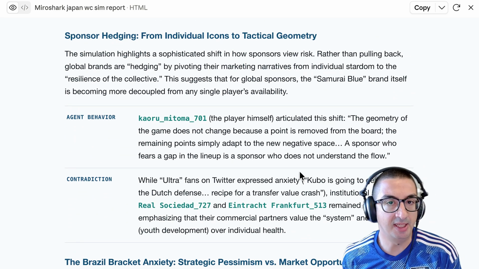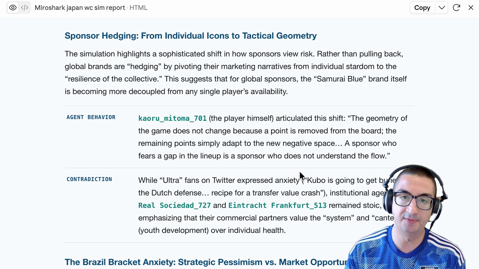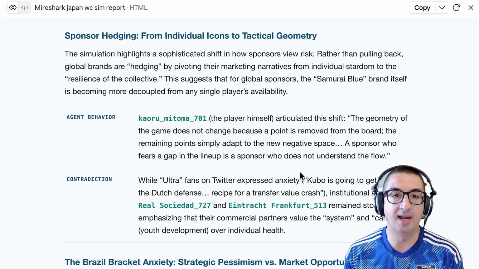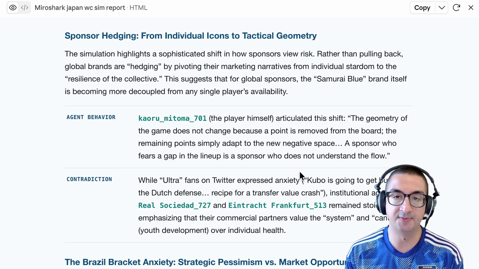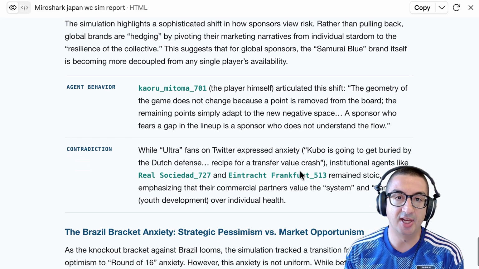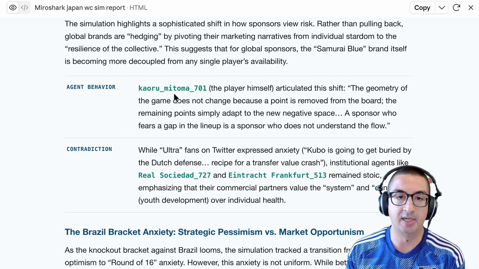Sponsors hedging from individual icons to a tactical geometry. The simulation highlights a sophisticated shift in how sponsors view risk. Rather than pulling back, global brands are hedging by pivoting their marketing narratives from individual stardom to the resilience of the collective. This suggests that for global sponsors, the Samurai Blue brand itself is becoming more decoupled from any single player's availability. Agent behavior: Kaoru Mitoma, the player himself, articulated this shift.